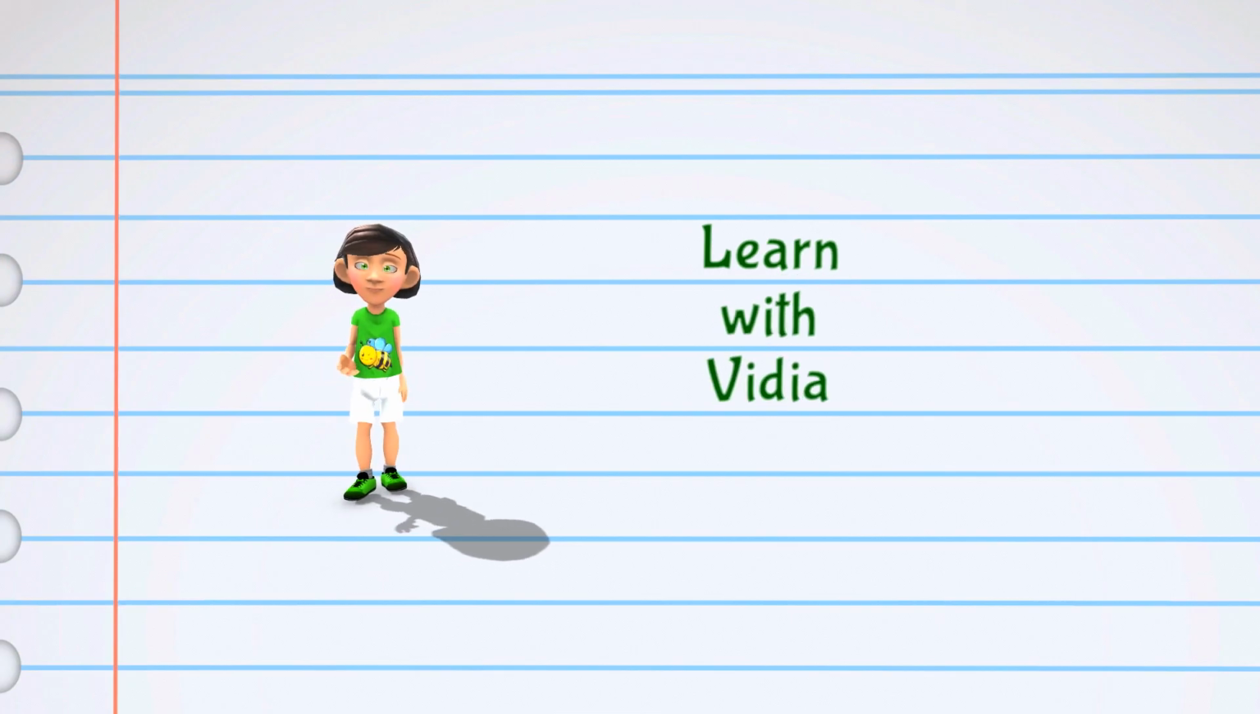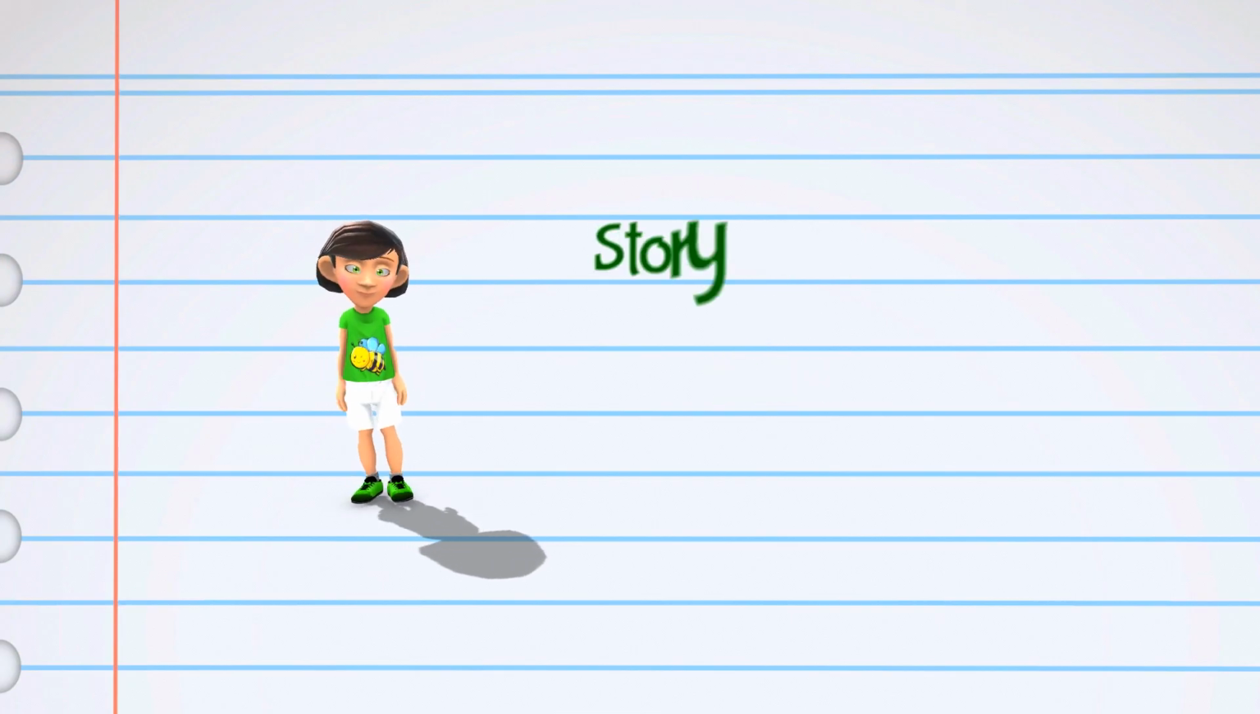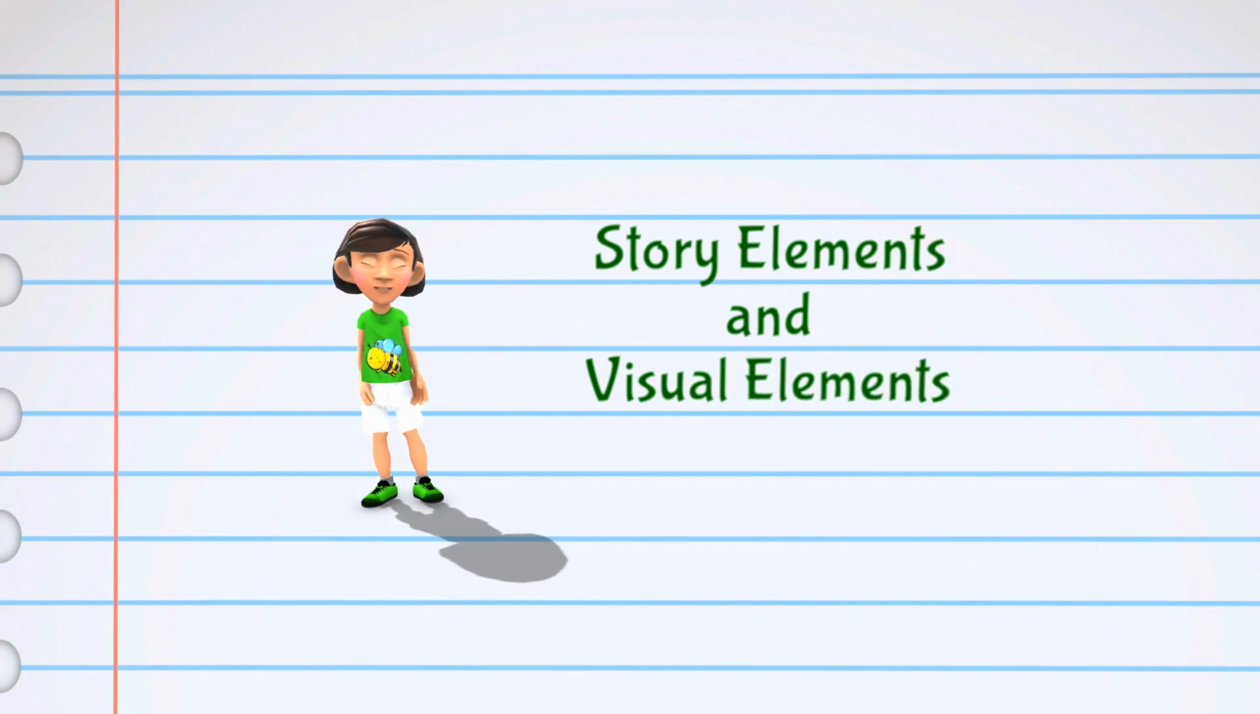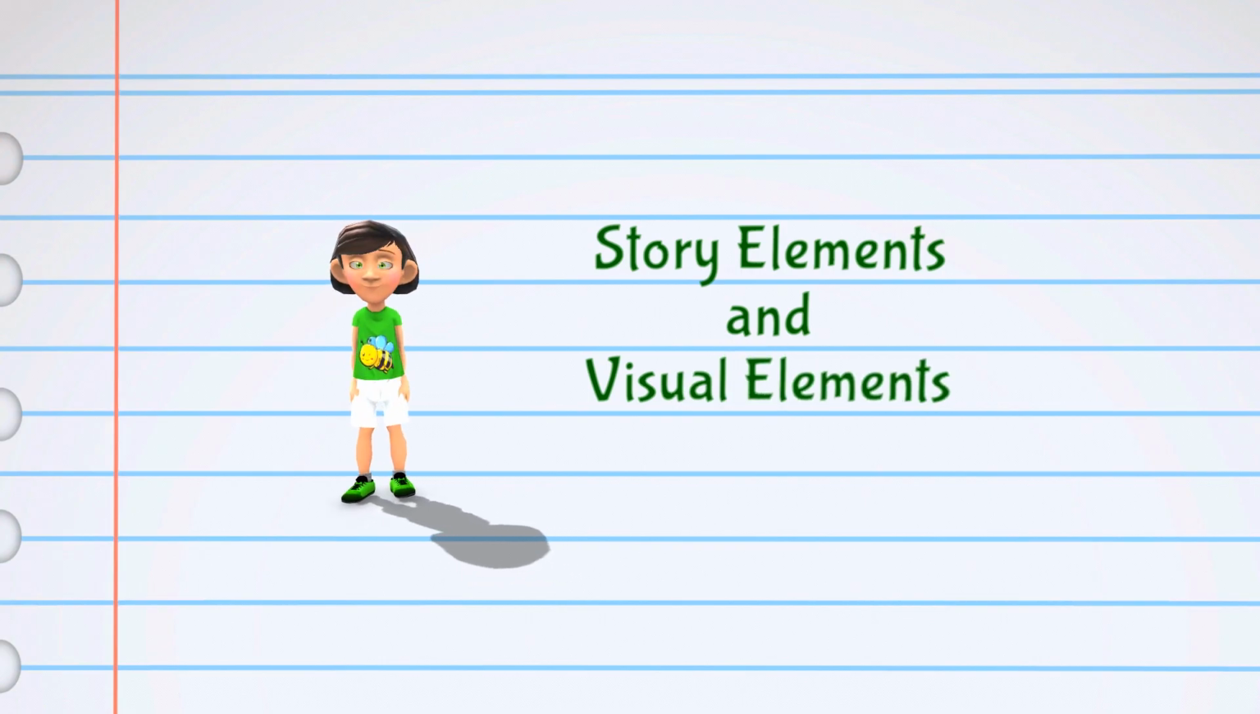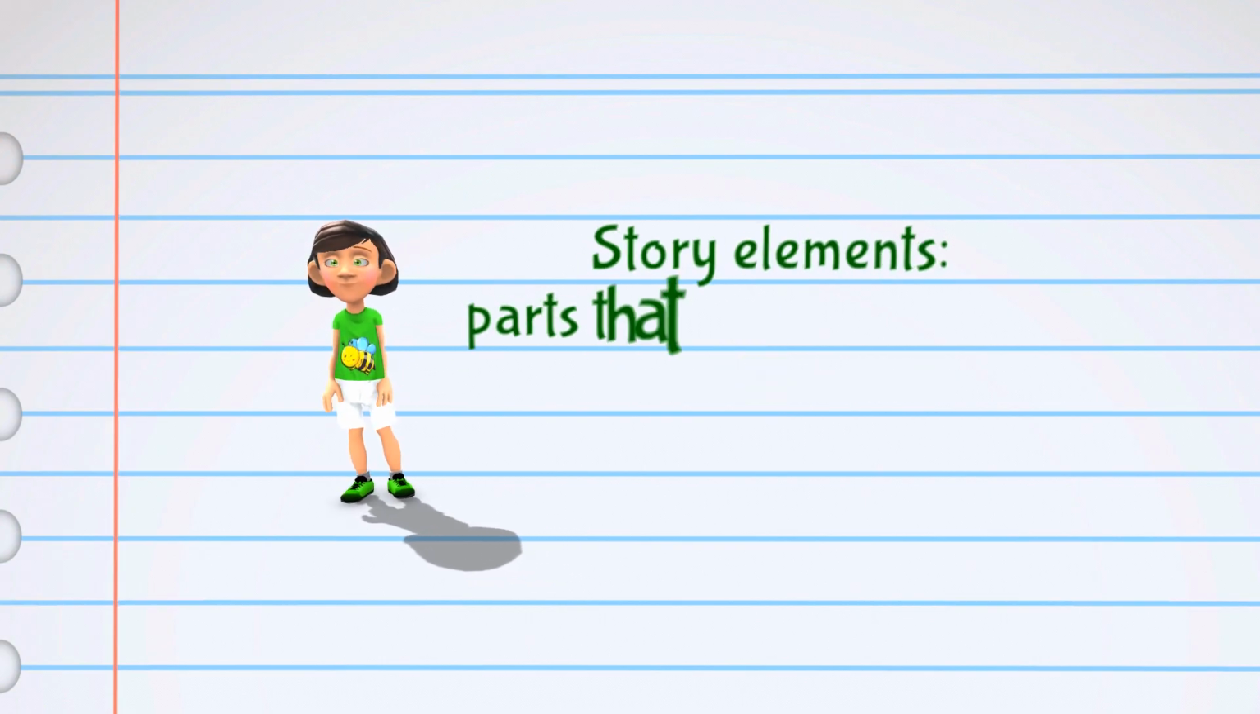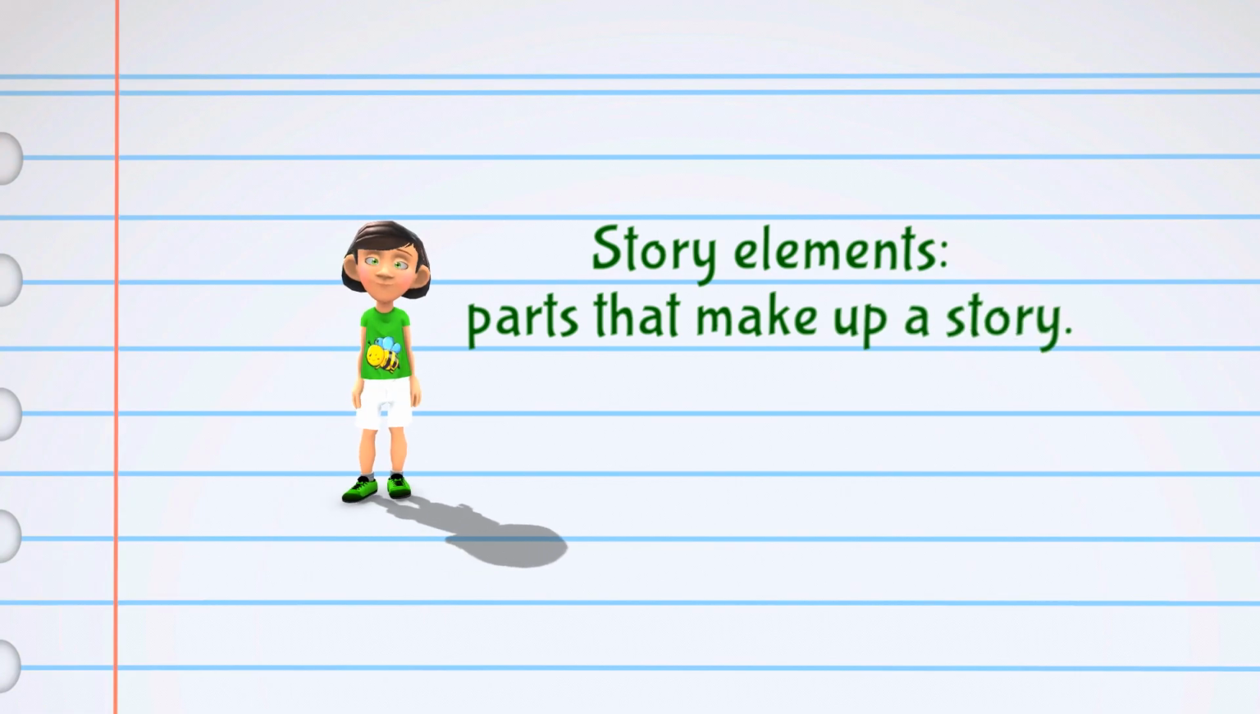Today, we are going to learn about story elements and visual elements. Story elements. Story elements are the different parts that make up a story. There are 5 main story elements.